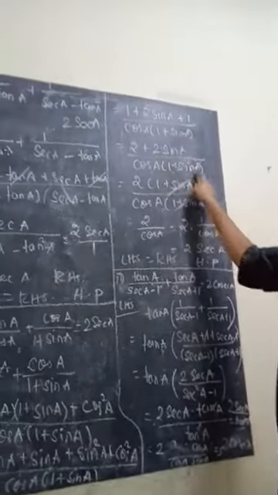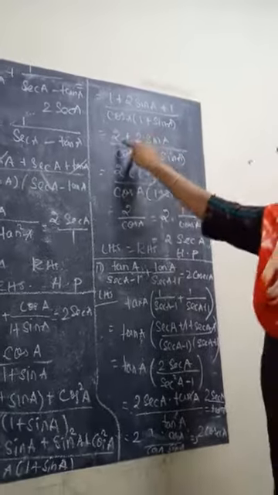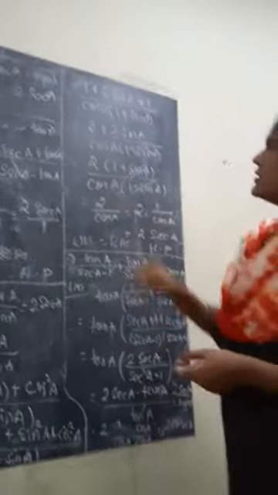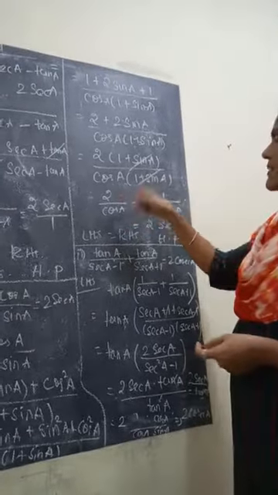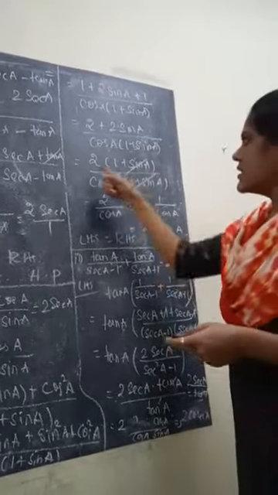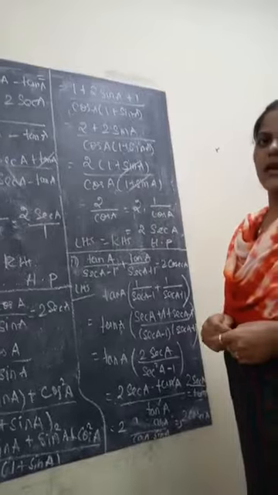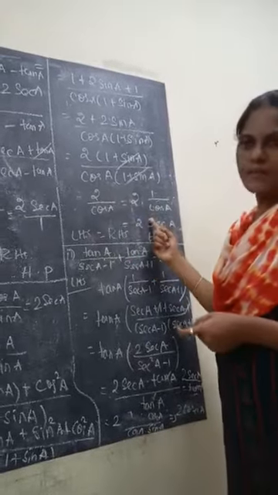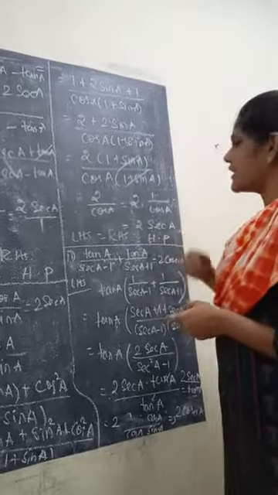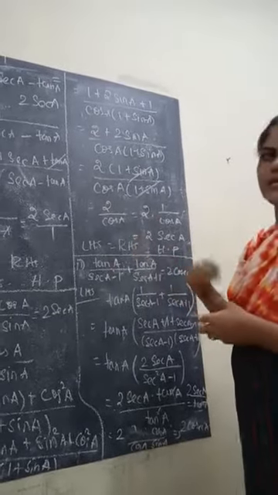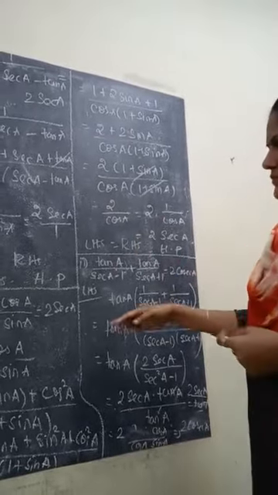So listen, children, 2 plus 2 sin A divided by cos A into (1 plus sin A). Here in the numerator take 2 as common. So (1 plus sin A) divided by cos A into (1 plus sin A). 1 plus sin A and 1 plus sin A cancel. So 2 divided by cos A. How do we split this? 2 into 1 by cos A. So cos A is the reverse of secant A. So 2 into secant A. So left hand side is equal to right hand side.